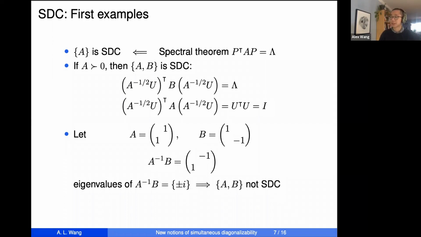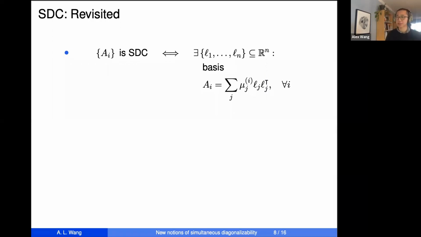Okay, cool. So I'm going to move on now, but before I tell you our new definitions, I want to recouch the SDC property in a slightly different light, in order for us to be able to contrast and compare our new definitions. So this is not too hard to show.